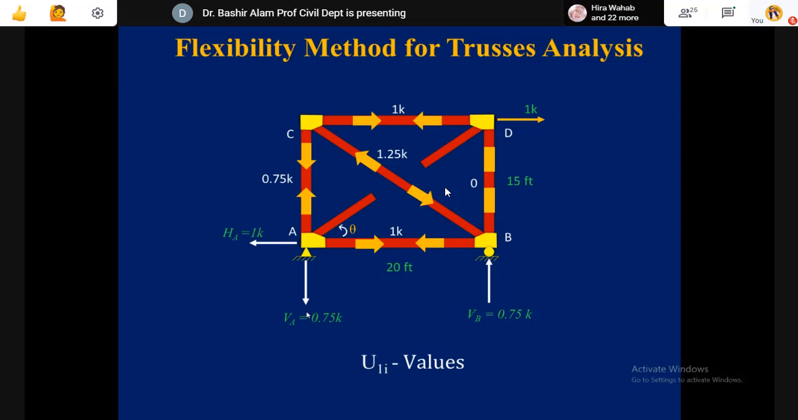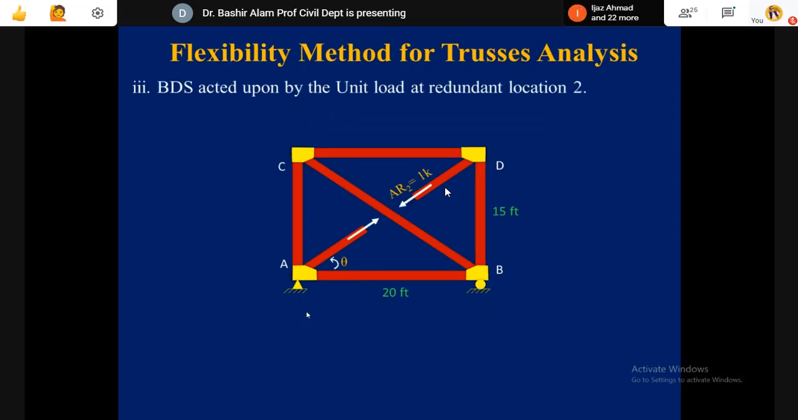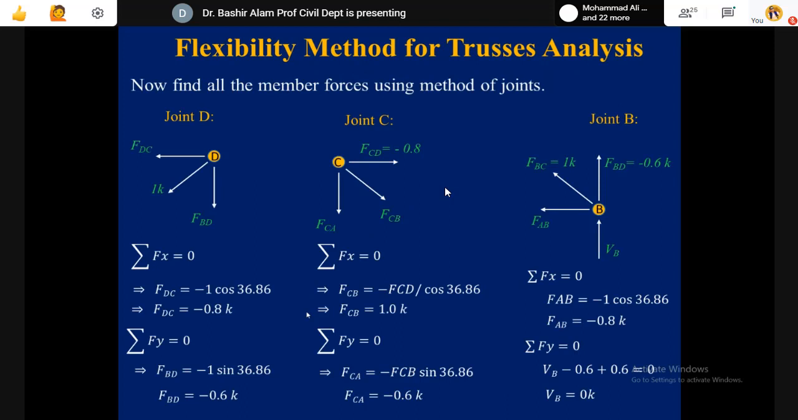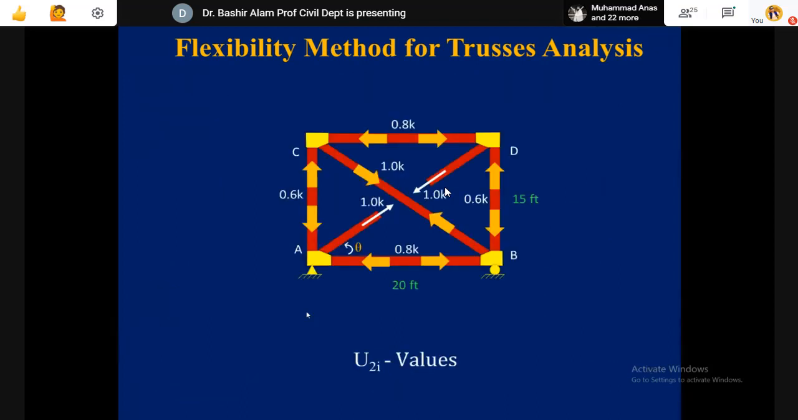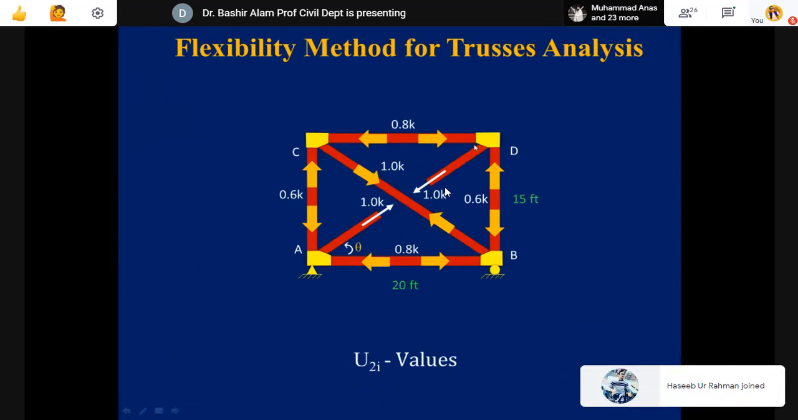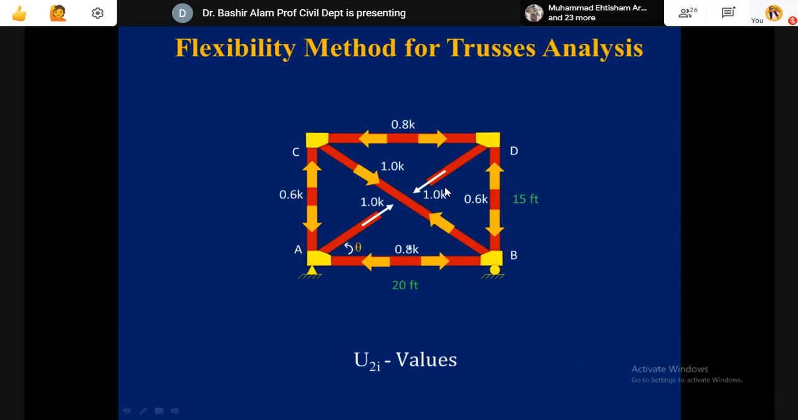Then corresponding to AR2 unit action is applied. So here you can see the same basic determinate structure exposed to AR2 equal to 1, and the structure is analyzed. Now again, at each joint you can see all the member forces are found, and now each member is labeled with its appropriate direction and magnitude. So U2 values are generated.